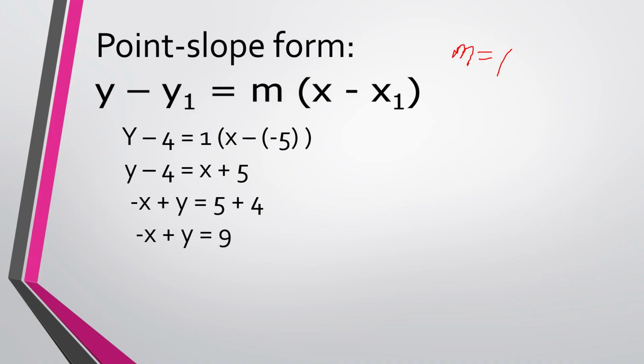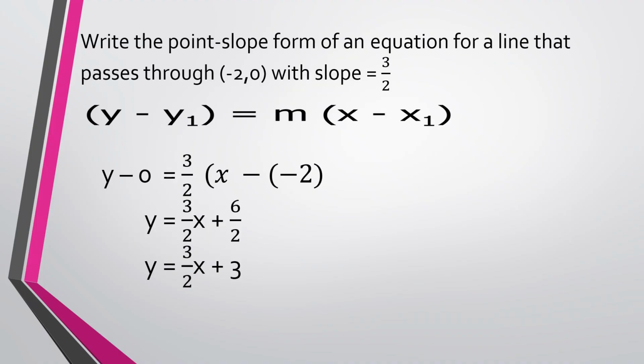Now, to make it positive, if we make it slope intercept form, that would be y is equal to x plus 9. But anyway, if your answer is this one, which is the standard form, it's already correct. Okay, now let's have this one.